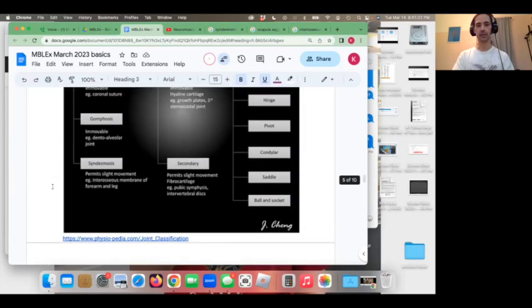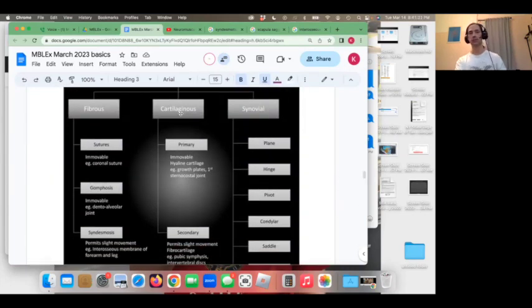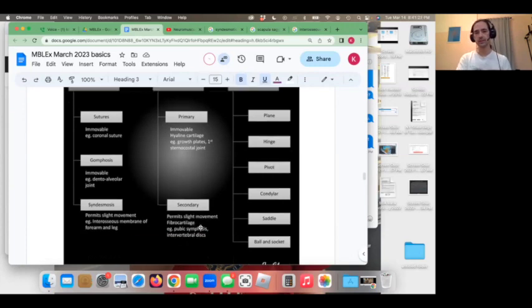Okay, and then for the cartilaginous joints, let's go over these symphysis joints first. Symphysis joints are areas where there's thick cartilage. So that's the pubic symphysis, and then the joints between the vertebrae, so the intervertebral discs. Does everyone know what the pubic symphysis looks like? Yes, no? No. Not really.